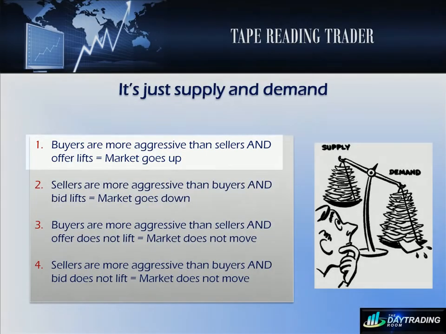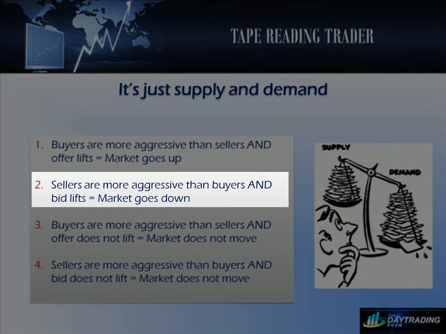And then vice versa, if sellers are more aggressive and they're hitting those bids, bids are finally being filled, moving to the next level of bid, moving to the next level of bid, that's pushing the price down and the market's going down. So that's two basic fundamental market movements.